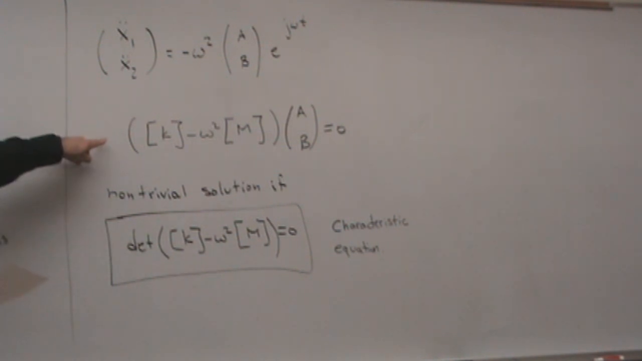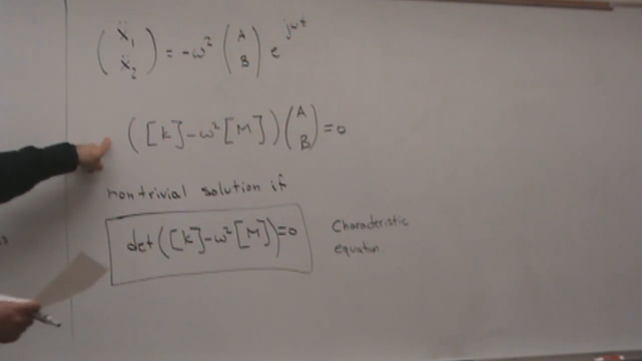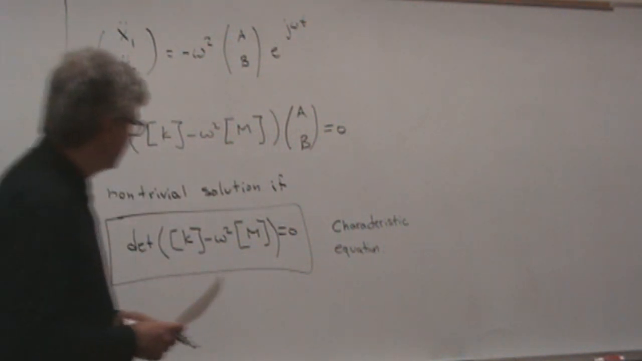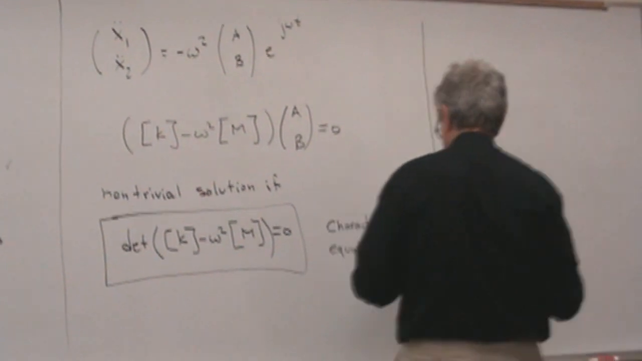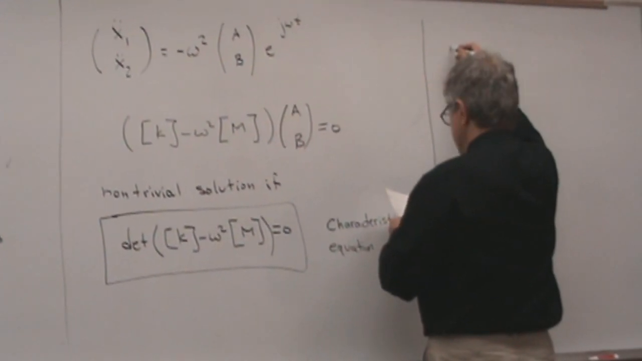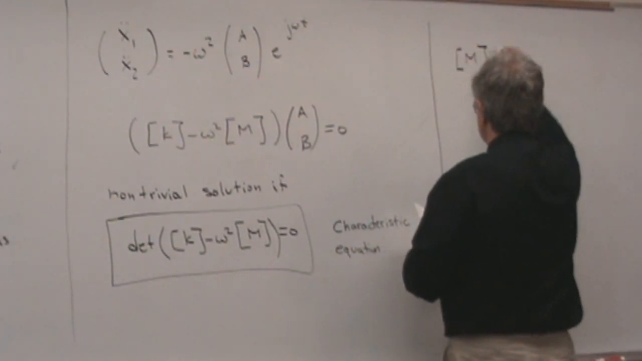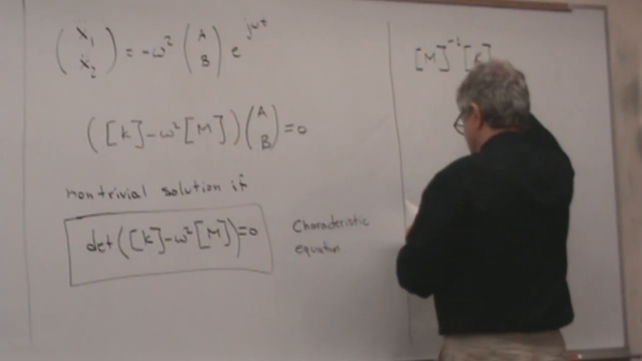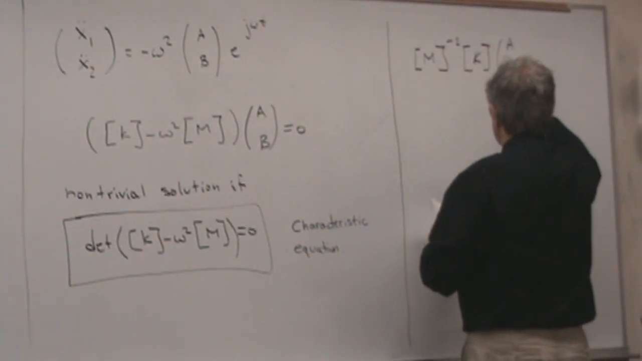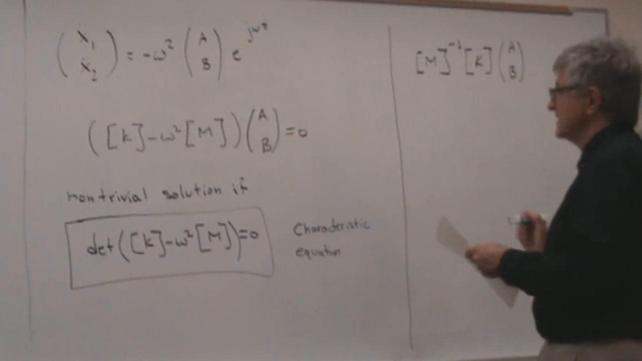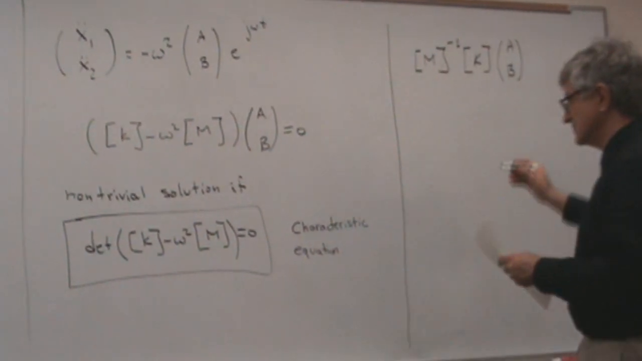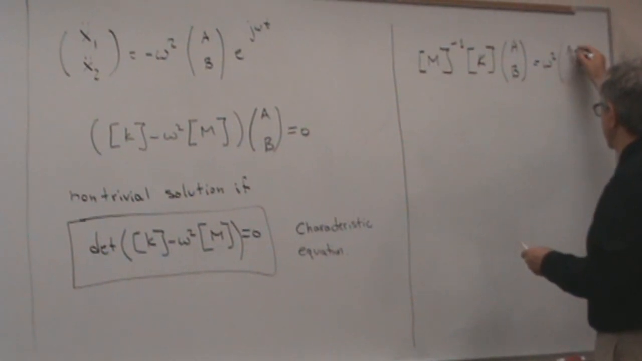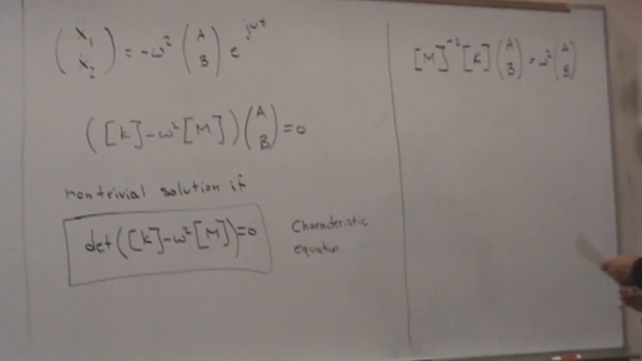Okay, going back to this equation, if you multiply by the inverse of the mass matrix, then you have another equation, which is M to the minus 1, the inverse of the mass matrix, times the stiffness matrix, K, times AB, the matrix of the displacements, equal to omega squared times AB.